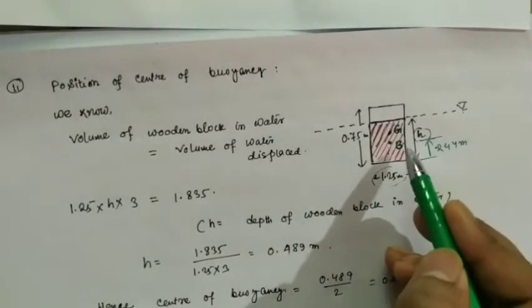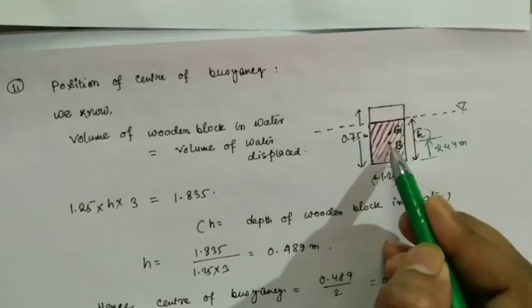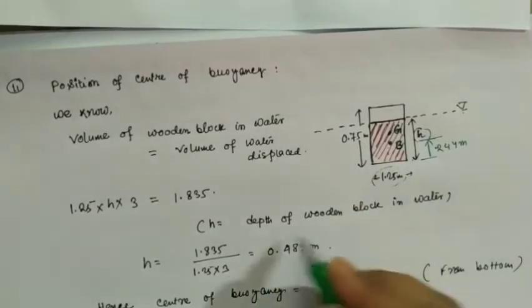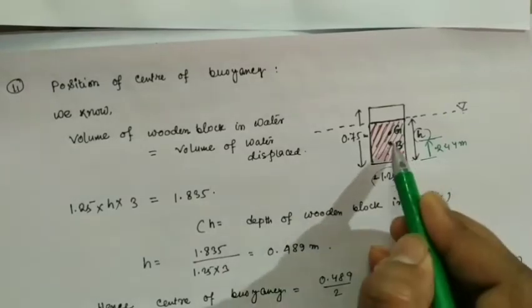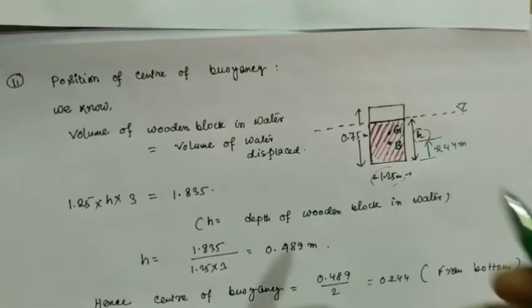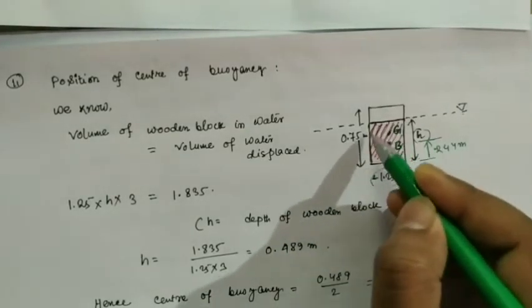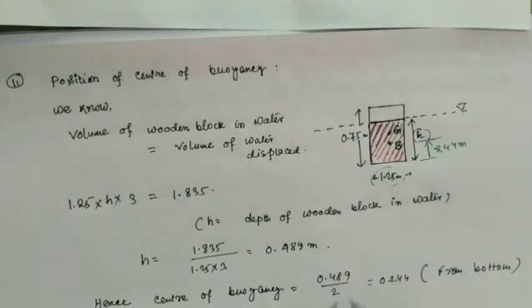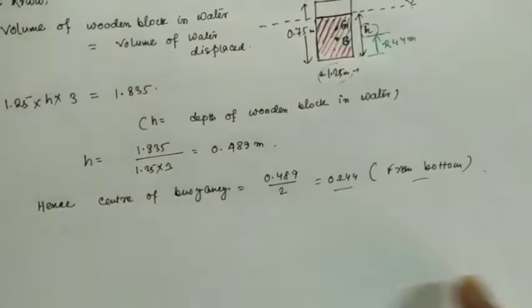So to find the center of buoyancy, I just divided h by 2. As we know, the center of buoyancy will be the centroid of the displaced volume of water. So that much volume of water has been displaced. Then the center of buoyancy will be at the middle of that height. So we got the result.